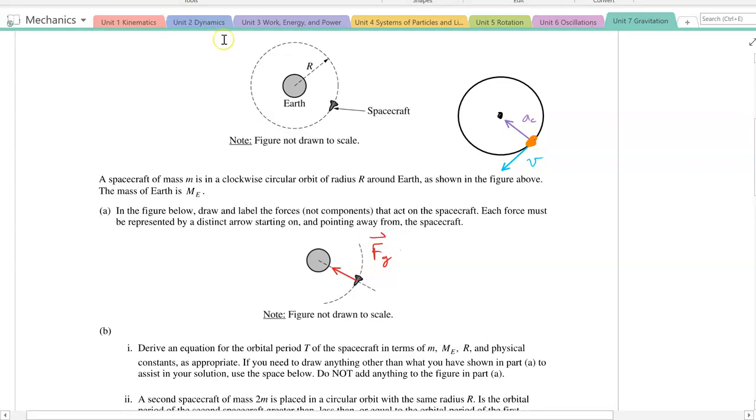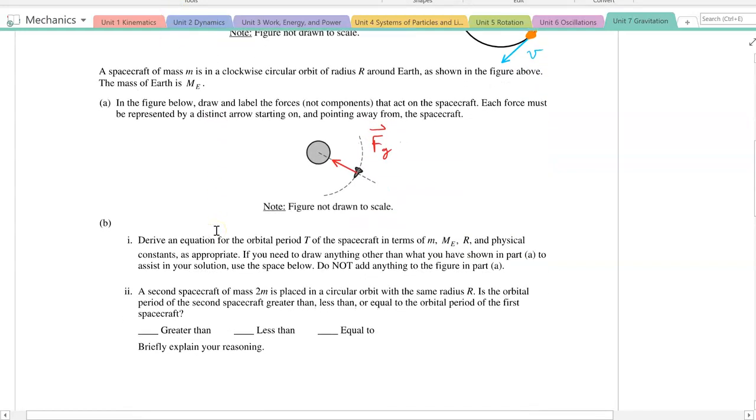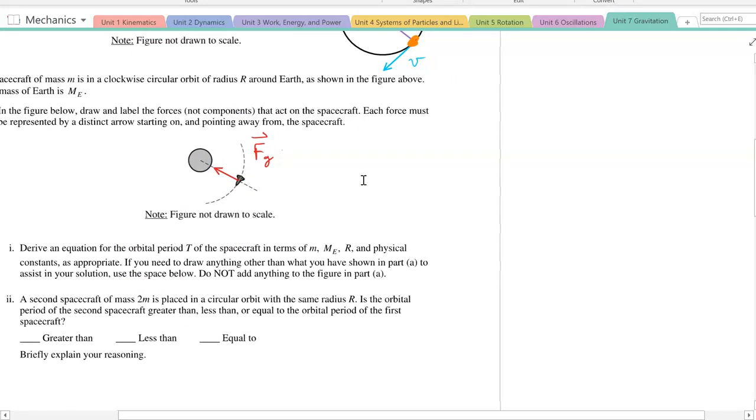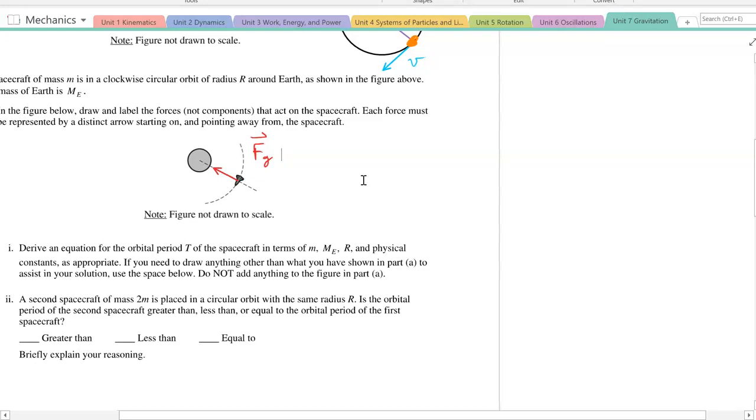Okay, so this is part A, so let's move on to part B. This is where we'll start deriving equations: derive an equation for the orbital period T of the spacecraft in terms of m, the mass of the Earth, the radius, and physical constants as appropriate. If you need to draw anything, draw it in the space. So you can't draw it here because this is what they're going to be grading. So let's just do it on the right, I'm going to scroll to the right and start working it there.